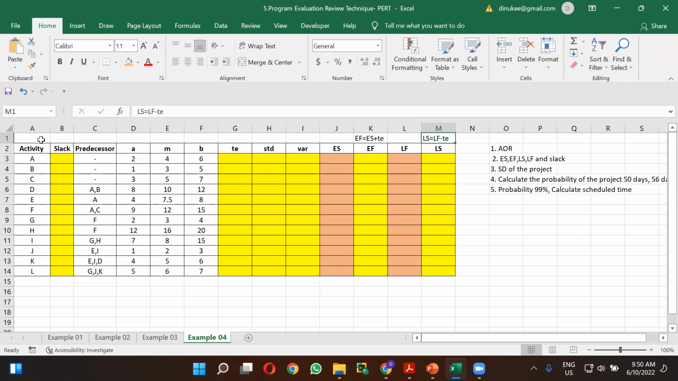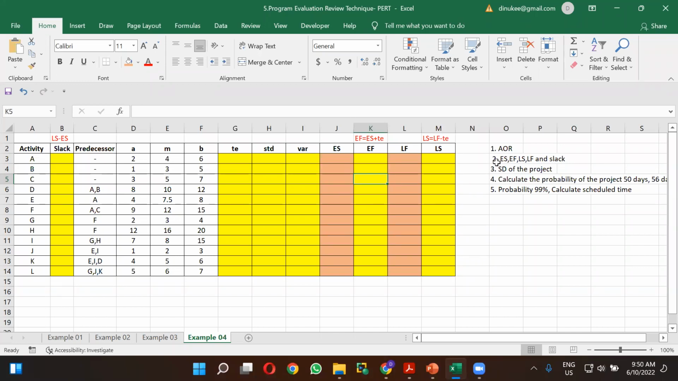And the slack is also not calculated when we are drawing the activity on arrow, because we are drawing only a circle. So slack can be calculated by getting the difference between late start minus early start, right? So by using this equation, you can calculate these two values, early finish, late start, as well as slack. Early start and late finish are already there when we are calculating it for the activity on arrow approach.